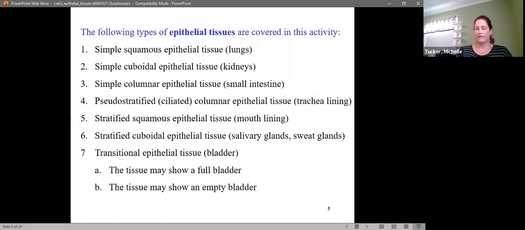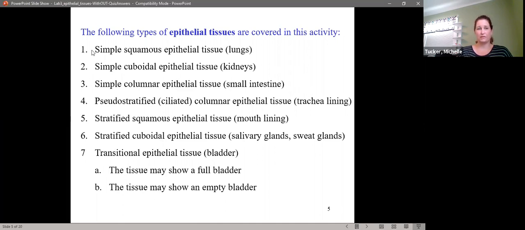I found in the past that just a quick overview of epithelial tissues in the next PowerPoint is not enough for most students to get comfortable with them. So I added this one in, mainly because we have time to do it. So you get epithelial tissues twice, just a little more complicated. We will look at 6 of these. We won't be looking at stratified cuboidal. Okay, so that one gets off the list, but we'll be looking at the other 6.